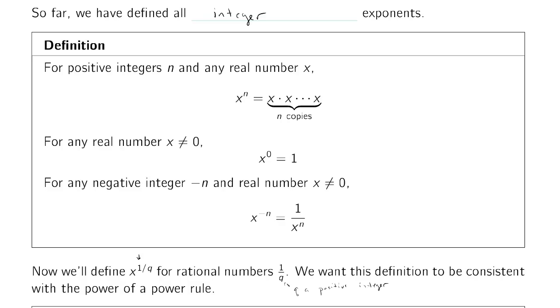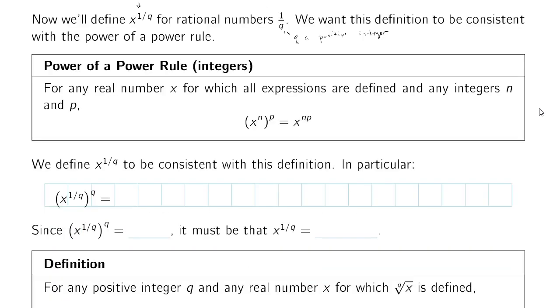We're going to make this definition thinking of positive integer denominators. And we'd like to define x to the power 1 over q in a way that's consistent with the power of a power rule. Right? So for integers, we had the power of a power rule: x to the n raised to the p power is x to the n times p. So when I raise something to the n power and then to the p power, I can multiply the exponents.